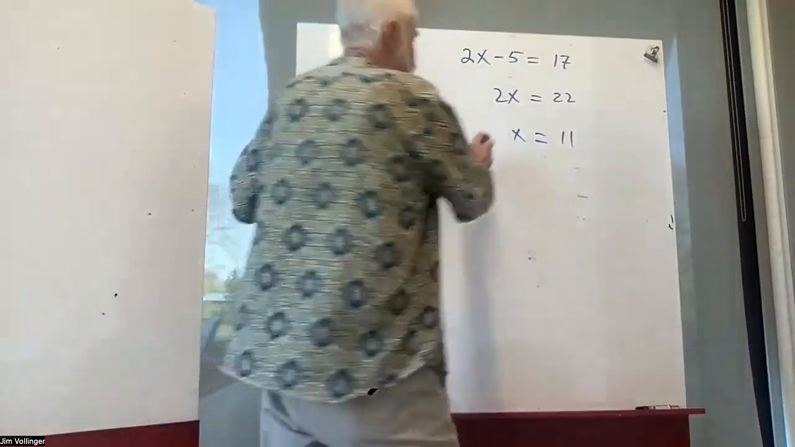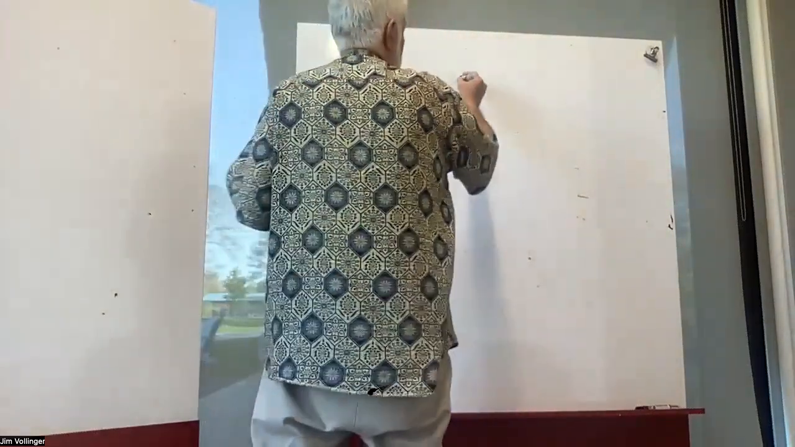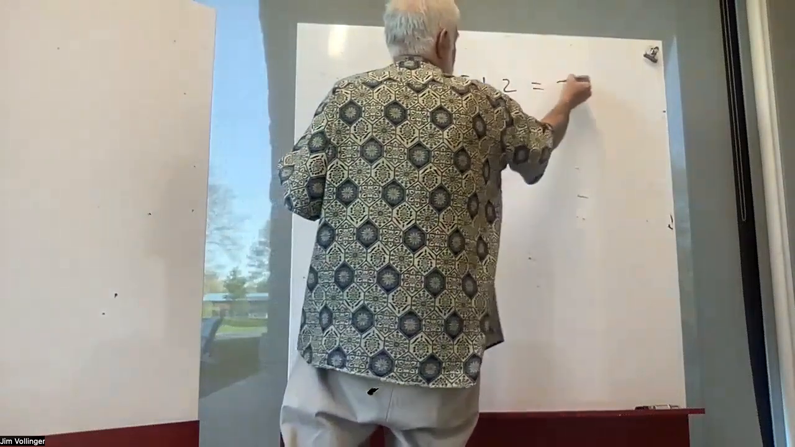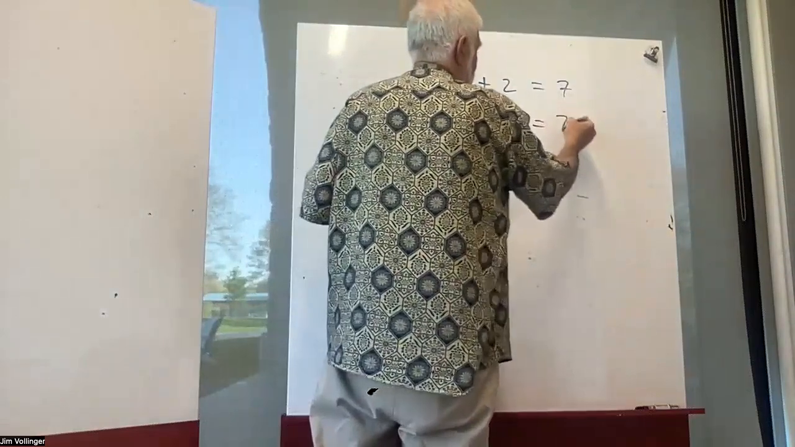why do I want to see this in my classroom? All right, well, let's start with the basics. Let's start with 5 plus 2 is 7. You can't get any easier than that. All right, and what does 5 equal? 5 equals 7 minus 2.